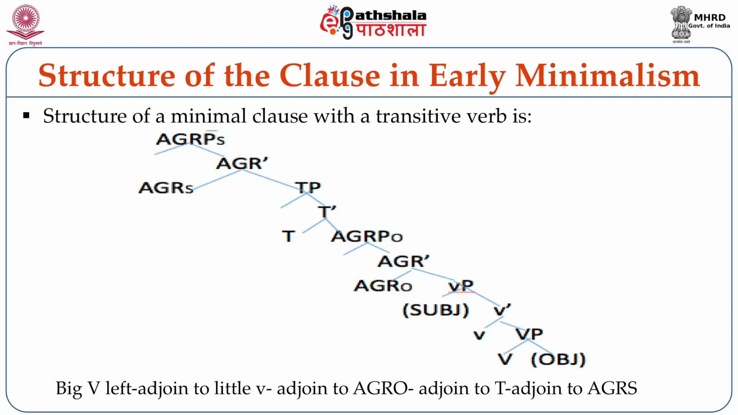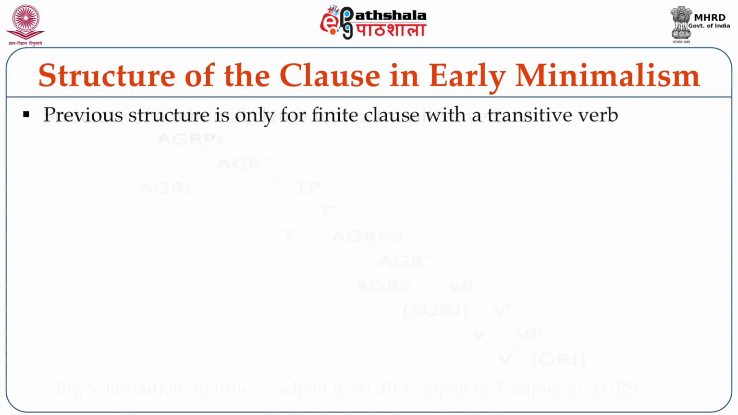In this, we have the first movement happening when big V moves and joins little v. Then this little v plus big V verbal element goes ahead and joins the AGRO head. Then these three, big V, little v, and AGRO, move and join T, and the final movement is this big complex moving and adjoining to the AGRS head.